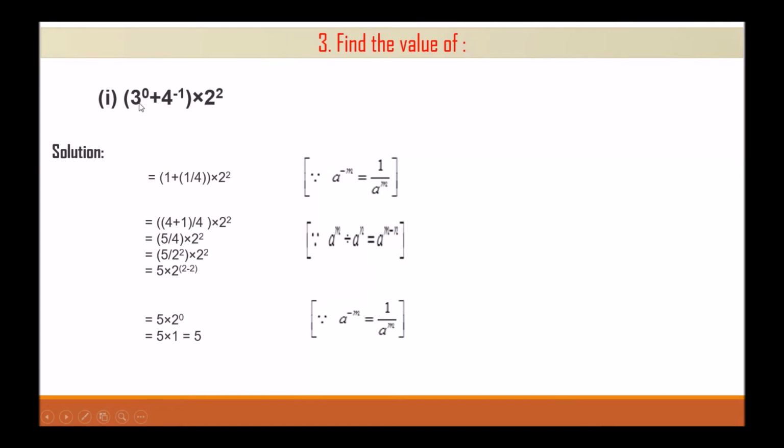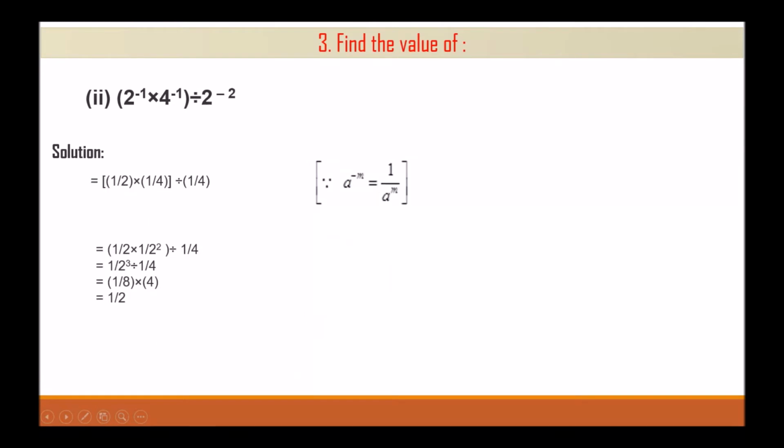Next, find the value of 3 raised to 0 plus 4 raised to minus 1 into 2 raised to 2. So 3 raised to 0 is 1. 4 raised to minus 1, that is 1 upon 4 to remove the negative, into 2 raised to 2. So 1 plus 1 upon 4 into 2 raised to 2. So 5 upon 4 into 2 raised to 2. So 5 upon 2 squared into 2 squared. So 5 into 2 raised to 2 minus 2. So 5 into 2 raised to 0, that is 5 into 1 equals 5.